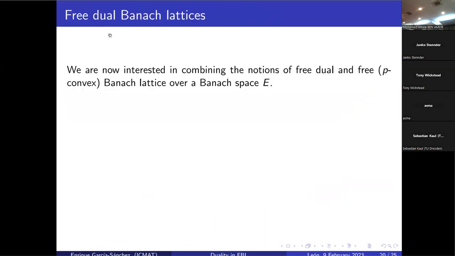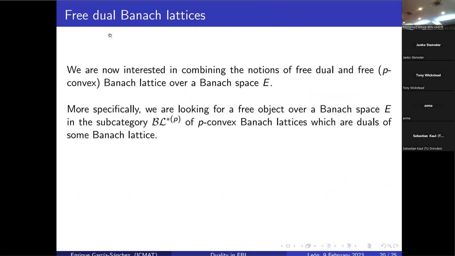now let's go to the third part, the last part of the talk, which is studying free dual Banach lattices. Now we will be interested in combining these notions, free duals and free p-convex Banach lattices. So we need to define our working category here, which will be Banach lattices which are duals of some other Banach lattice and which happen to also be p-convex. I explicitly put here duals of some other Banach lattices because we don't know yet if every dual Banach lattice is the dual of a Banach lattice. So I need to specify that we are taking the dual of a Banach lattice.